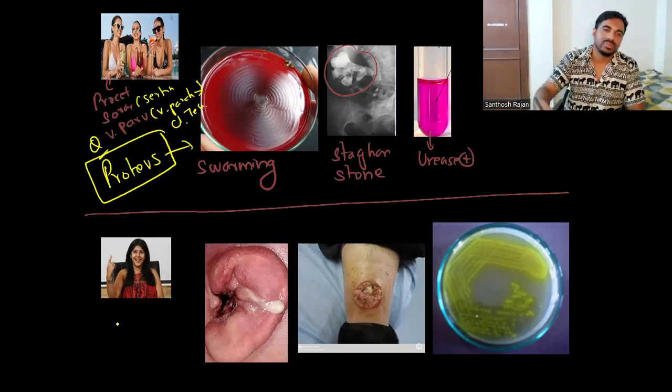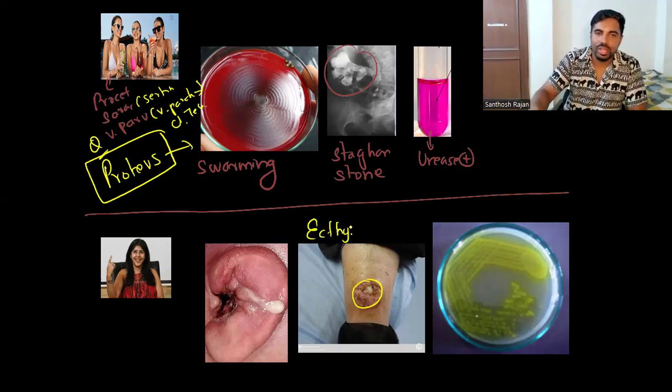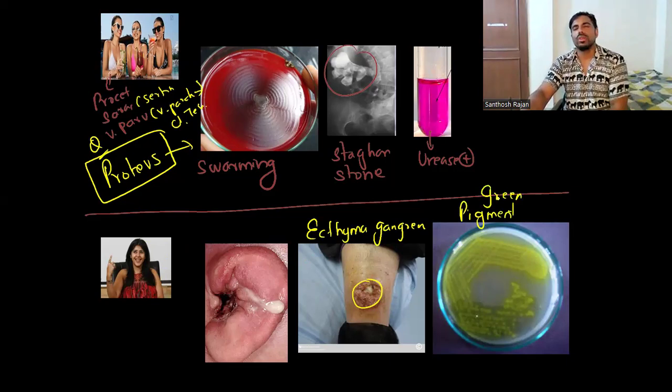Now, Ekta Kapoor has come because the rash which you're seeing here is ecthyma gangrenosum. So, ecthyma, Ekta Kapoor, ecthyma gangrenosum. Everything is colorful here, the pigmented, green color pigment. On culture media, you get a green pigment, green, blue, etc. Blue pus, green pus, all these types of things are coming.